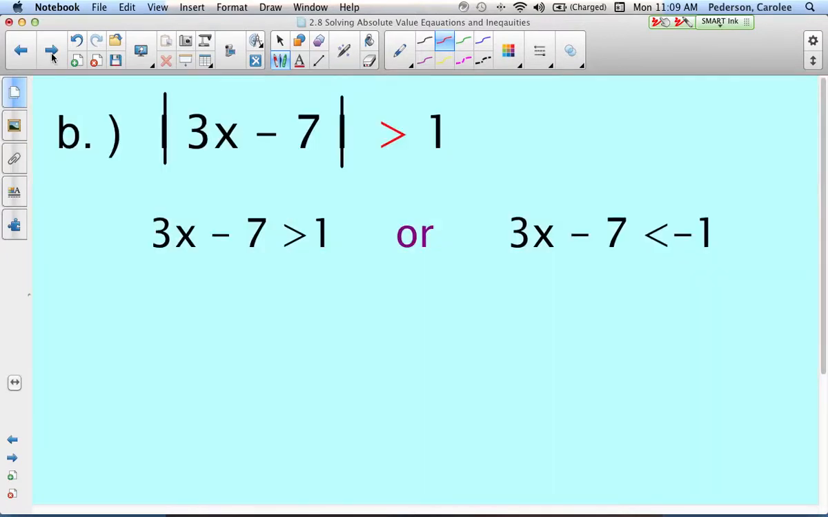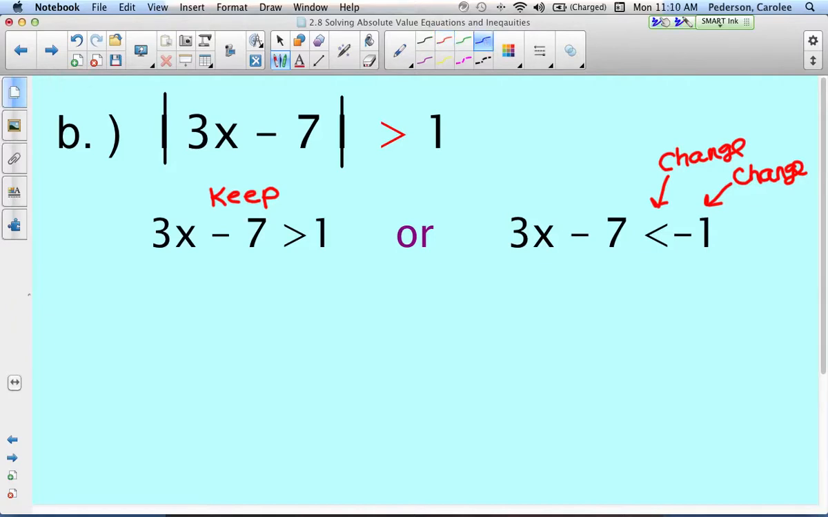This next example, the absolute value of 3x minus 7 is greater than 1. Notice we will keep the first inequality, and then we will change the inequality's direction here, and the sign. Now it's going to be negative 1. And this is an example of a disjunction. So we solve these two separately for x.